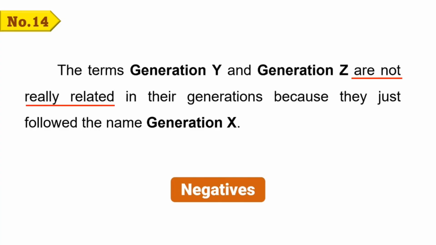If you think that explaining what the term is not or what it does not could help to further clarify the term, then do so. This is somehow showing how the term differs from others in the same class. Look at the example. The terms Generation Y and Generation Z are not really related in their generations because they just follow the name Generation X.